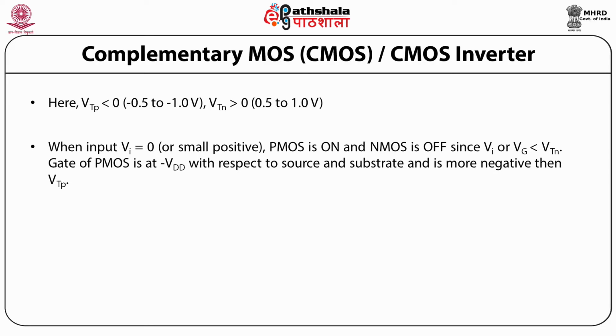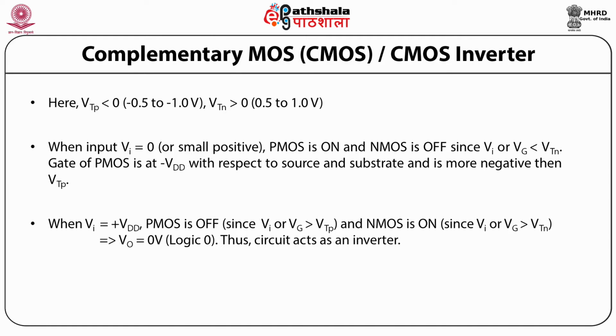When input Vi equal to 0, PMOS is on and NMOS is off. Since Vi or Vg is less than VTN, the gate of PMOS is at minus VDD with respect to the source and is more negative than VTP. Now when Vi is equal to plus VDD, PMOS is off since Vi or Vg is greater than VTP, and NMOS is on since Vi or Vg is greater than VTN, which implies Vo is equal to 0 volts, that is the logic 0, and thus the circuit acts as an inverter.